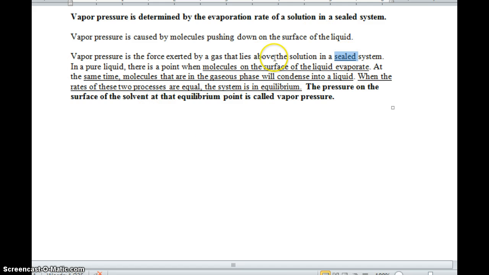So it's got to be sealed. Molecules on the surface of the liquid are evaporating. At the same time, molecules that are in the gaseous phase will condense into liquid. When the rates of these two processes are equal, the system's at equilibrium. The pressure on the surface of the solvent at that equilibrium point is called the vapor pressure.